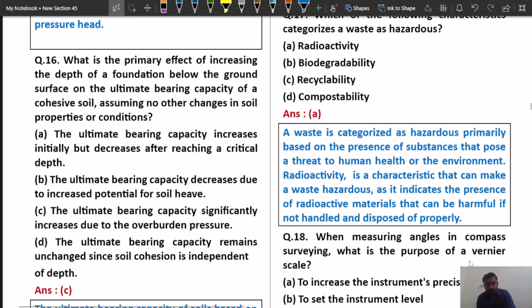What is the primary effect of increasing the depth of foundation below the ground surface on the ultimate bearing capacity of a cohesive soil, assuming no other change in the soil properties or conditions? In this question, we are asked what the effect will be if we increase the depth of foundation for a cohesive soil, on the ultimate bearing capacity, if there are no other changes in soil properties or conditions.